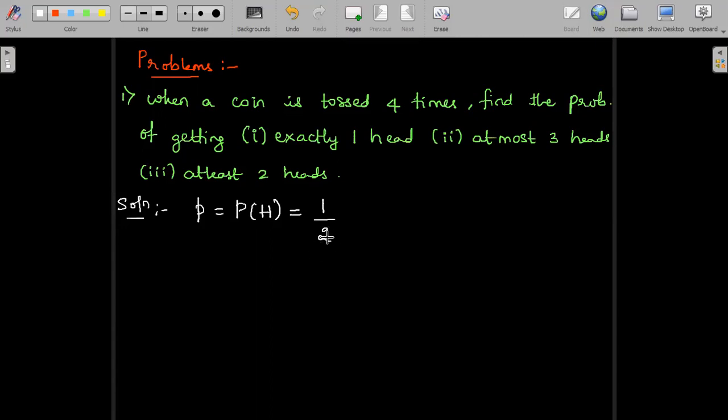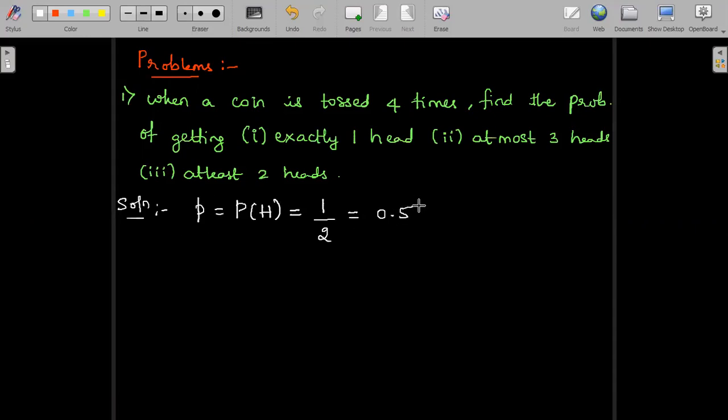So the denominator is 2. Now the number of favorable outcomes. Favorable outcomes means that which we are interested in. So we are interested in getting a head. That is why 1. One particular choice we are talking about. That is why 1 in the numerator. So 1 by 2, which is the same as writing 0.5.